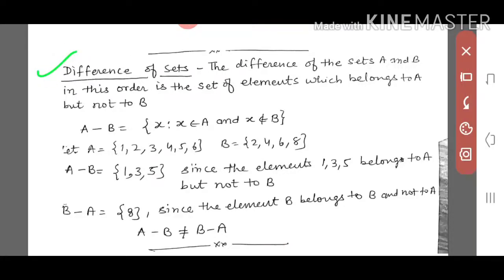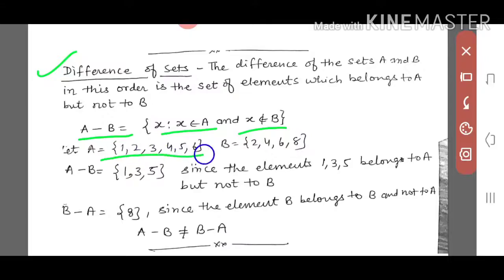Now we will do the difference of sets. What is the difference of sets? The difference of two sets A and B in this order is the set of elements which belong to A but not to B. Means A minus B will be: you write all the elements of A that do not belong to B. Okay, all of you understand? Means you write x such that x belongs to A and x should not belong to B. We take one example, then you will understand.